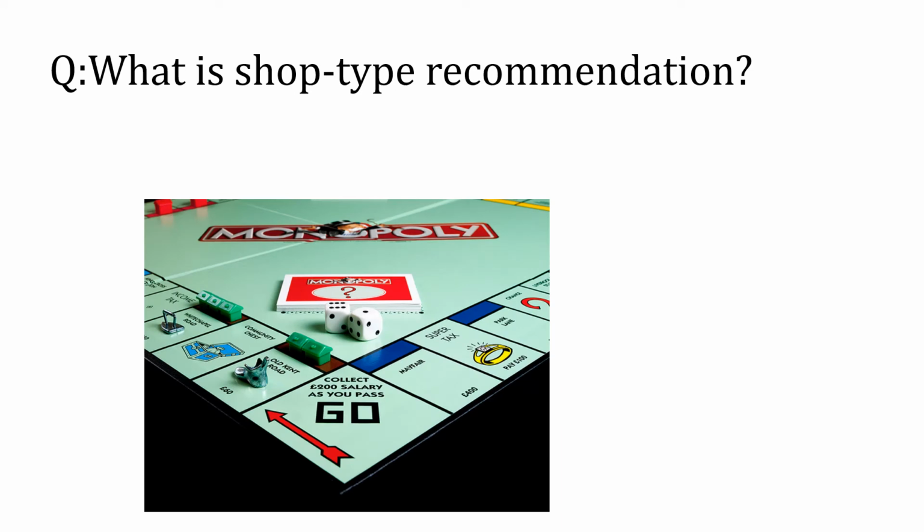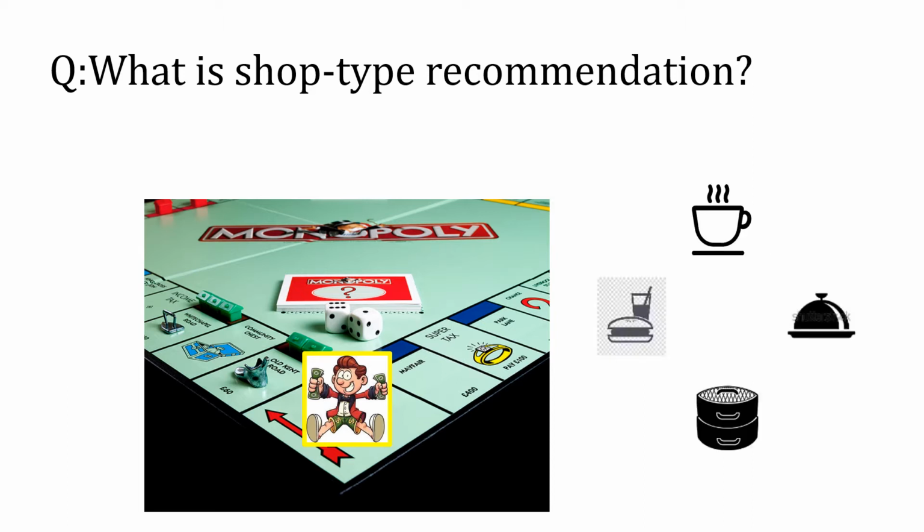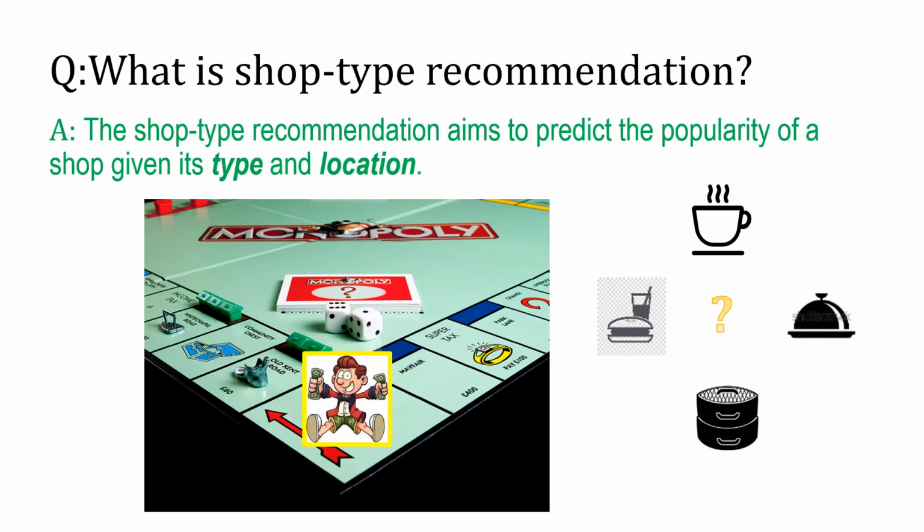First, what is a shop type recommender system? Let's think about this scenario. You have found a good business place, and you want to open a new shop there. It might be a coffee shop or a restaurant. Now you have to consider a lot of factors to decide which type of shop to open: available capital, earning ratio. One of the most important things here is how popular the shop type will be in this place. A shop type recommender system is trying to solve this problem. It aims to predict the popularity of a shop given its type and location.